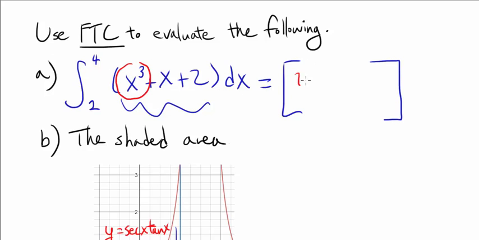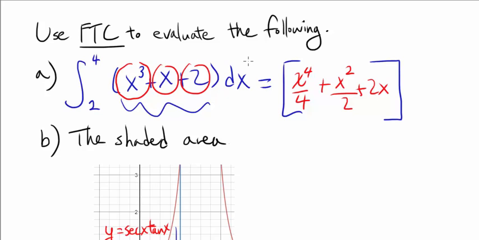For x cubed, it's going to be x to the 4th divided by 4. For x, it's going to be plus x squared divided by 2. And for 2, we get plus 2x. And as I mentioned in the last video, when I introduced the fundamental theorem of calculus, we do not need to worry about plus c because it's going to cancel out when we subtract the function evaluated at the upper bound minus the function evaluated at the lower bound.